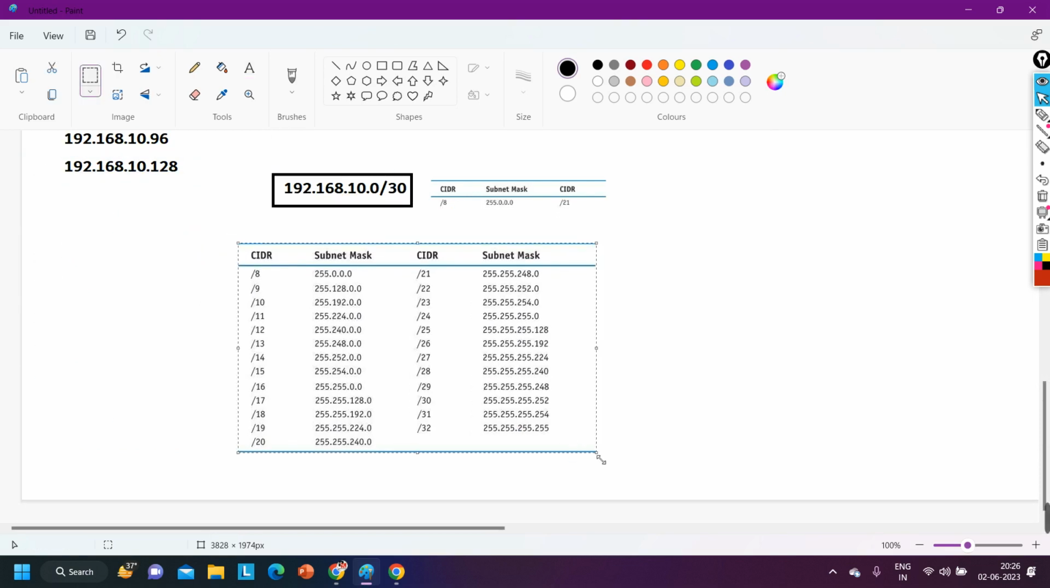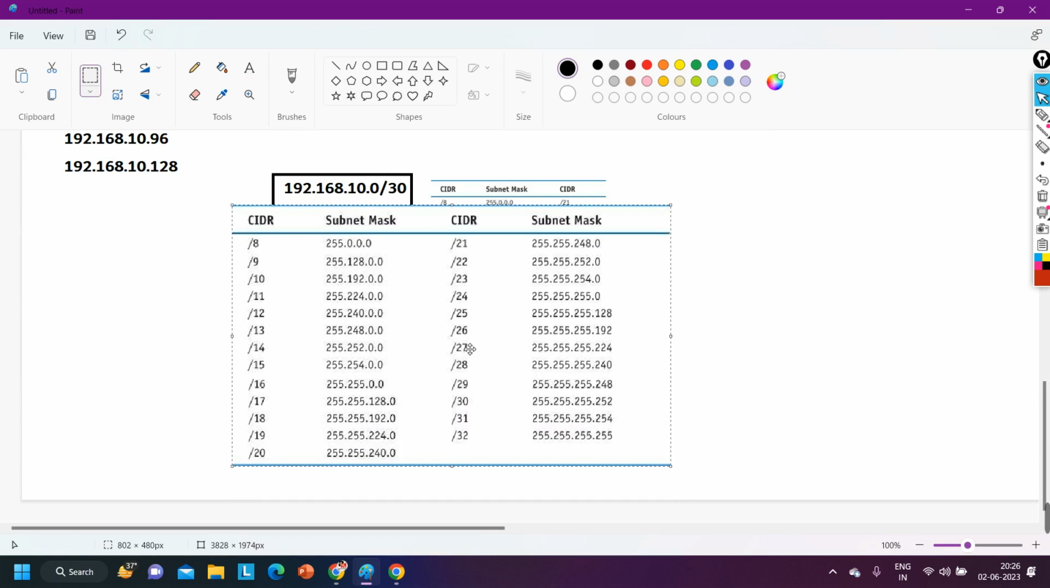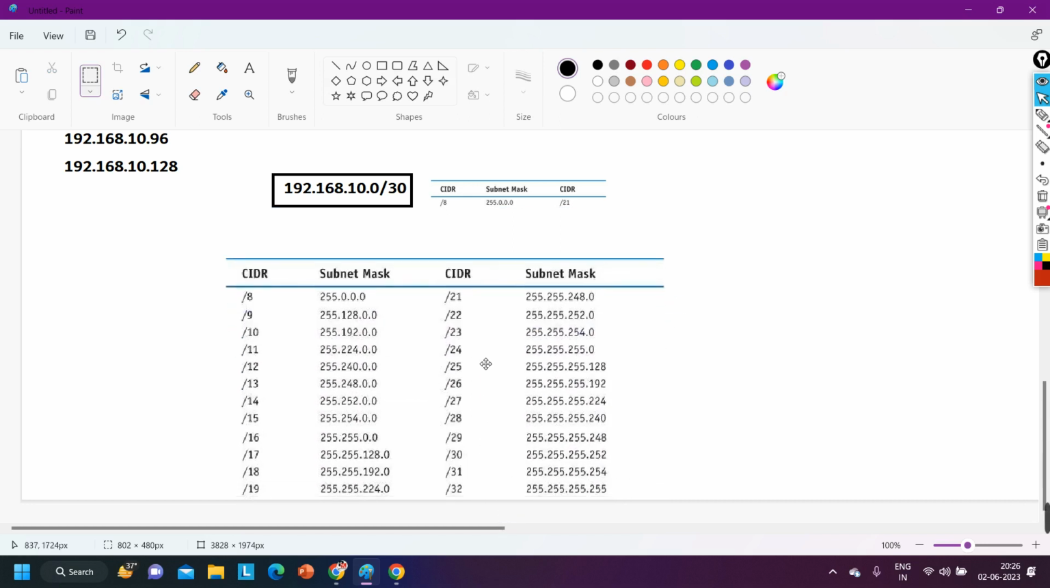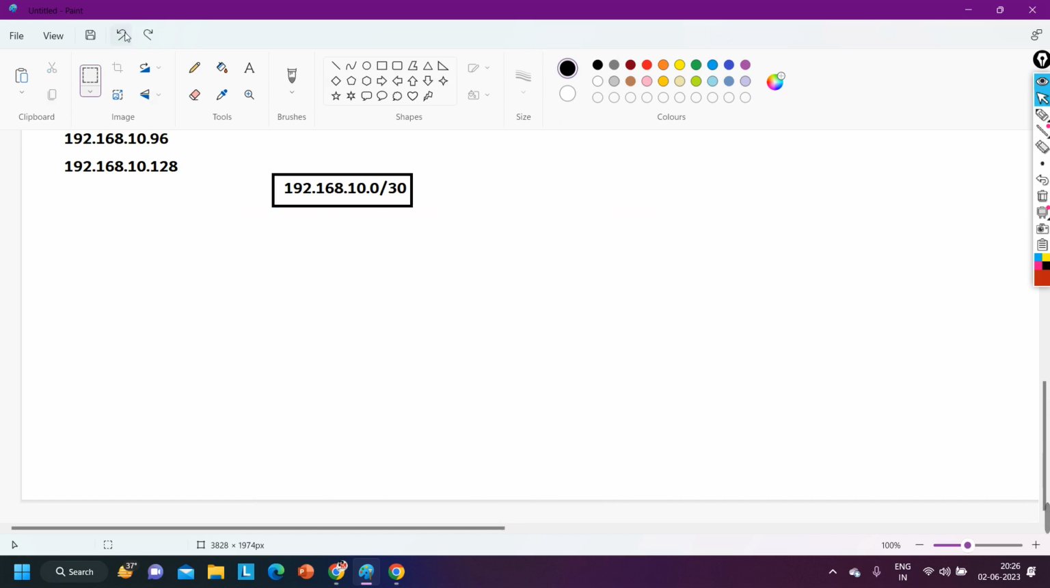Is my screen visible, brother? Yes sir. See, for each class they have mentioned the subnet mask, and this is how I am calculating it. See that also. Let me show you.